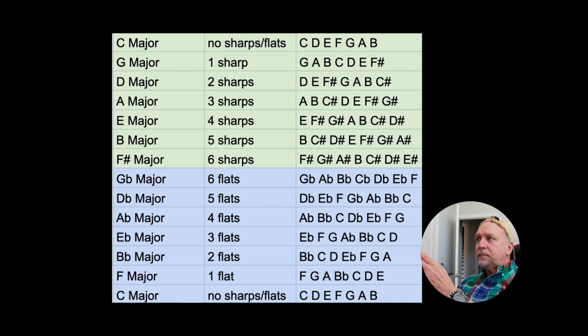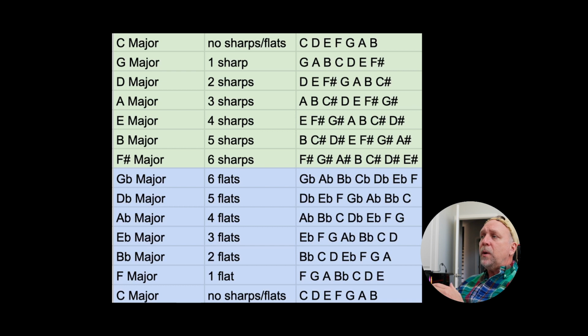In the case of B minor, your tonic is going to be your one chord, which is B minor. All this is telling you is that the sharps and the flats are exactly the same. So every major key has a relative minor key.